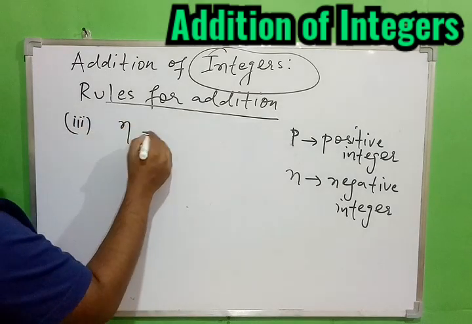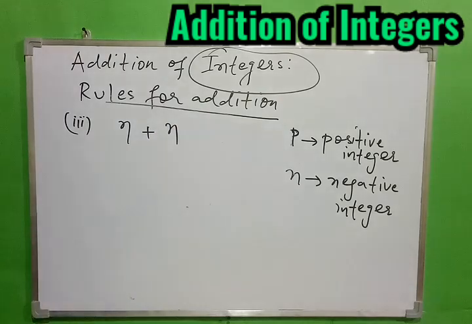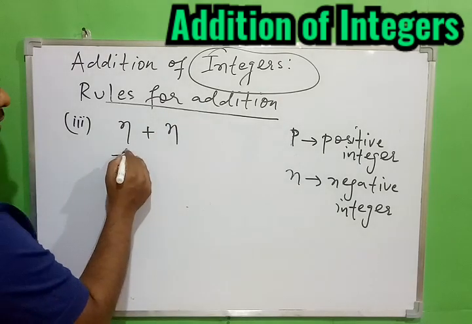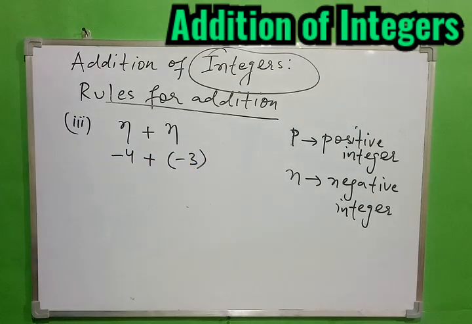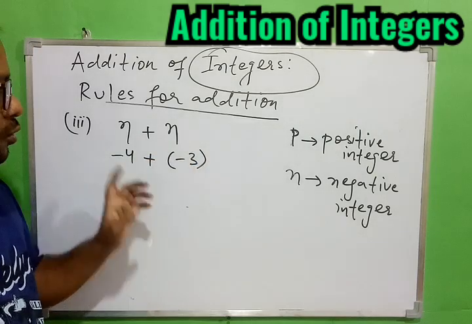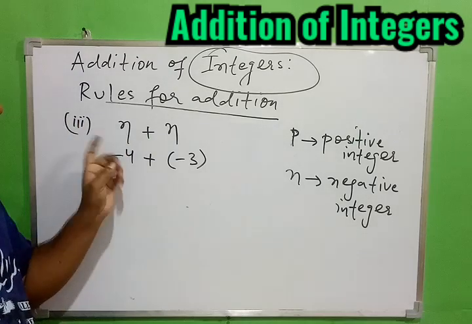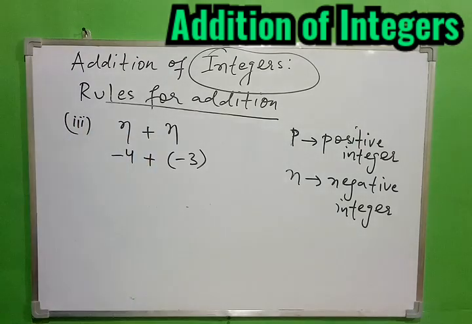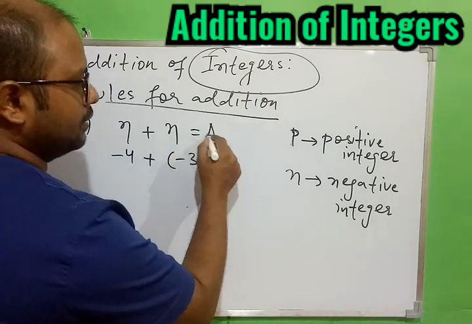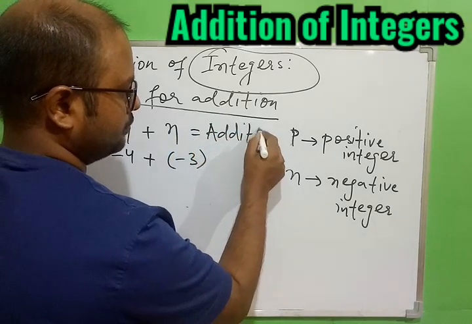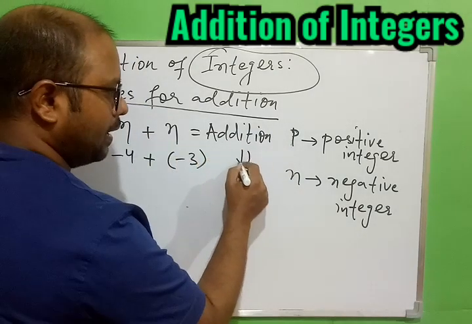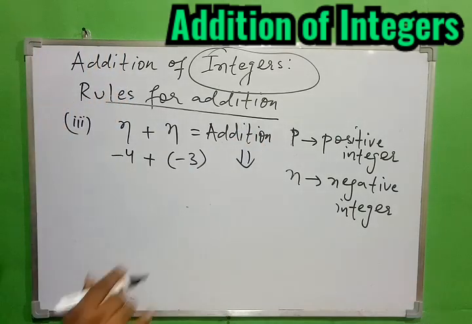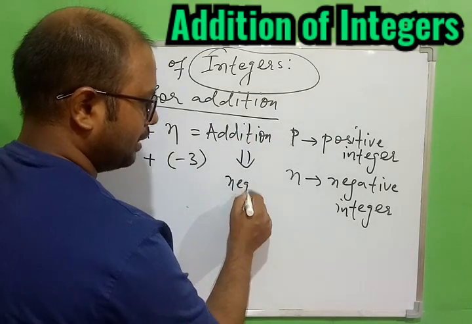That is, you have negative and negative integers to be added. So just take an example, minus 4 plus minus 3. So in that case, what is to be done? So remember, when we have negative and negative integers and in between we have a plus sign, we are going to do addition only. So we'll do the addition, no doubt, okay. But after addition, whatever answer comes, that should be a negative integer.